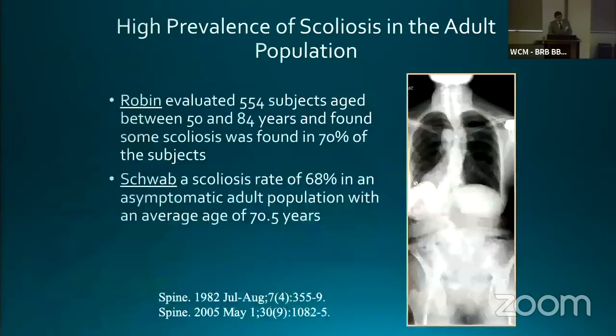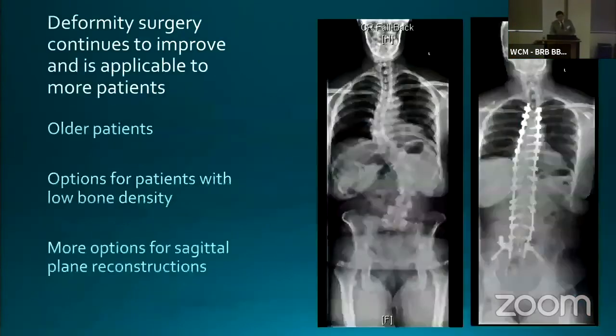There's a high prevalence of scoliosis in the adult population. This has been well documented, ranging up to 70% in older patients. And we continue to be able to offer better and better options for patients. Older patients are now candidates. We have options for patients with lower bone density with some of the medications and some newer technologies. And we have more options for sagittal plane reconstructions as discussed prior, especially with the anterior column resections.